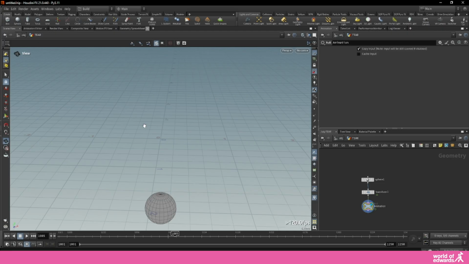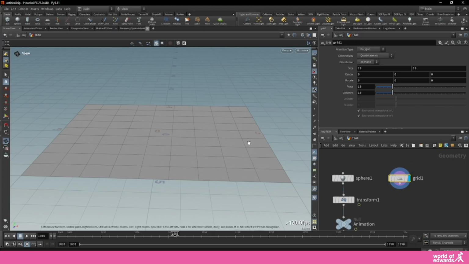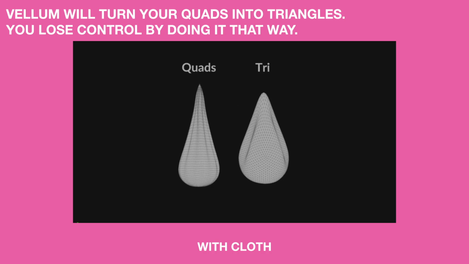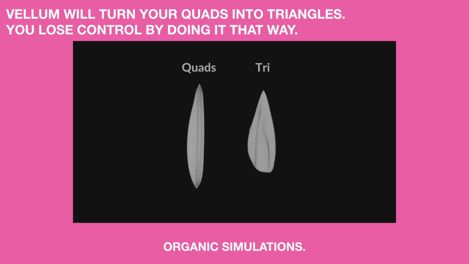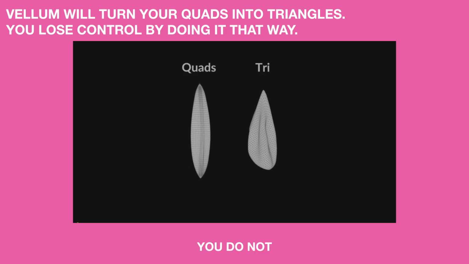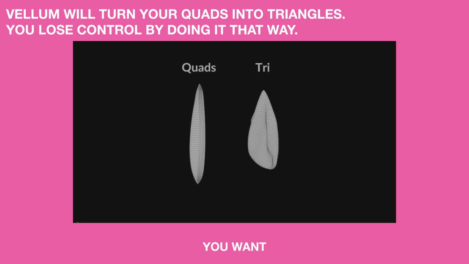I want a patch of fabric for it to just break. Let's do a simple setup for that. First idea might be to use a grid, but I'm gonna tell you why this is probably not the best way to do it. The reason why is once you put a grid, it's made out of quads. With cloth and anything that has to do with organic simulations, you do not want quads. You actually want triangles. Quads are more for modeling. For realistic simulations, you want triangles.